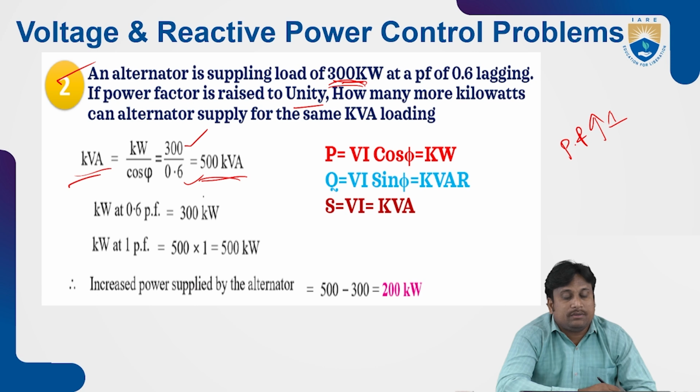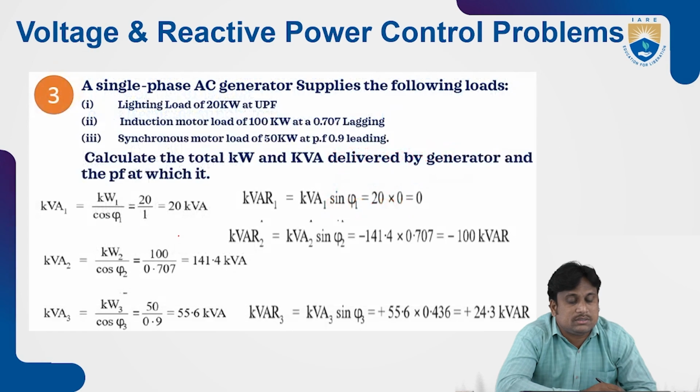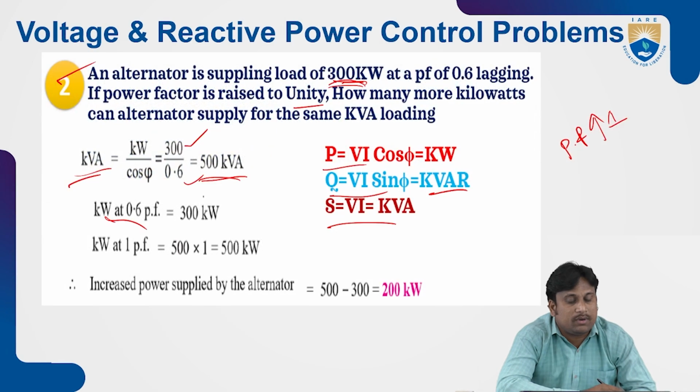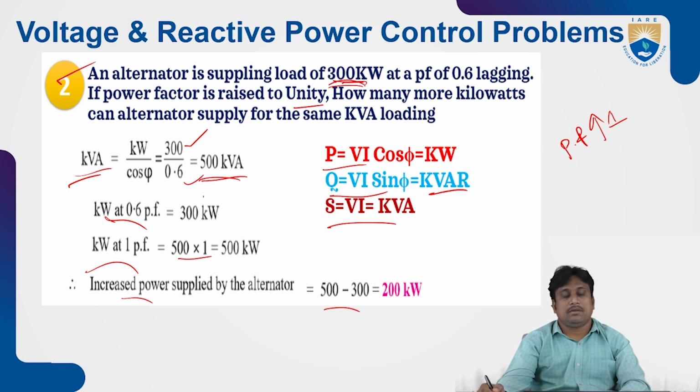With this condition, P is VI cos phi, which is in kilowatts, Q is VI sin phi, which is in kVAR, and S becomes VI, that is kVA. So kilowatt at 0.6 power factor gives 300 kilowatts. Similarly, kilowatt at 1 power factor gives 500 into 1, that is 500 kilowatts. This increases the power supplied by the alternator. And kilowatt at 1 power factor, that is 500, minus kilowatt at 0.6 power factor gives a difference of 200 kilowatts of power.